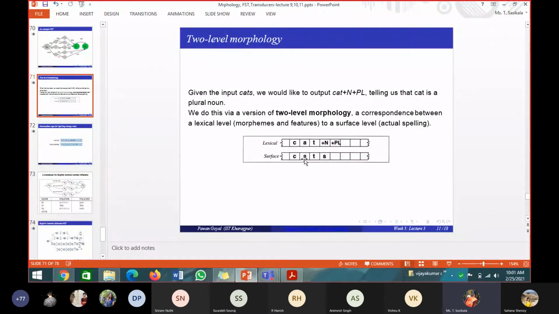What is the plural form of fox? If I give a word cat, what is the plural form? Cats. So you can write it as cat plus noun plus plural. If I give a fox, what is the plural? How is it represented? Foxes.